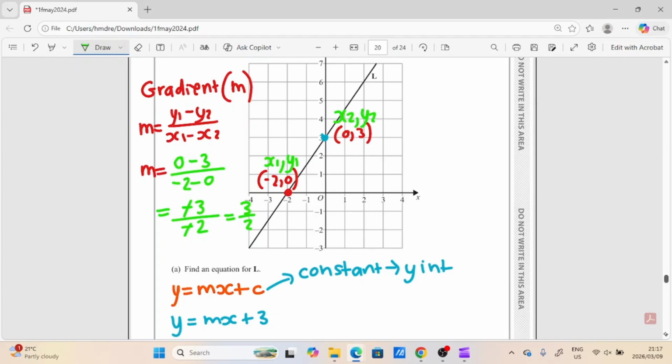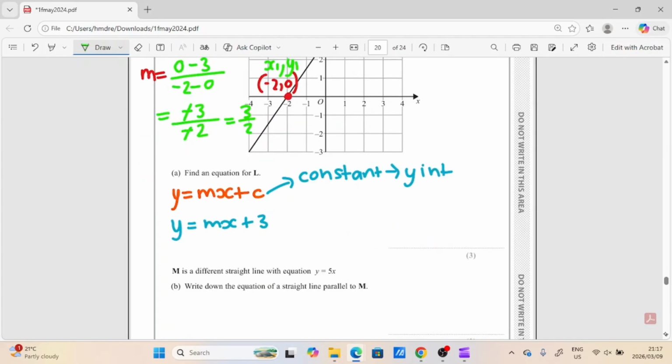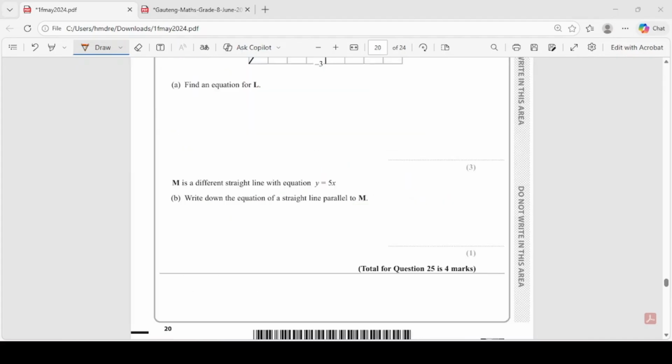And so that is our gradient for this line. So y is equal to 3 over 2 x plus 3. Sorry.